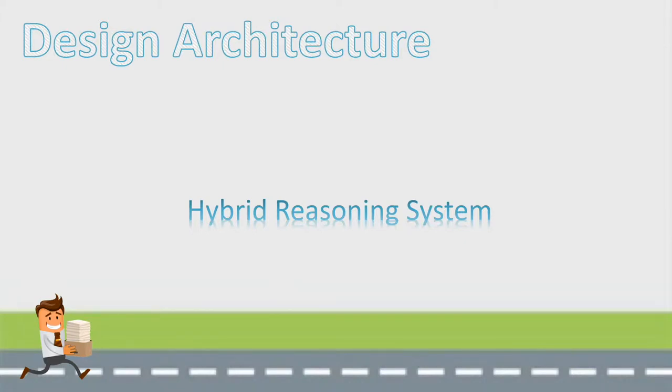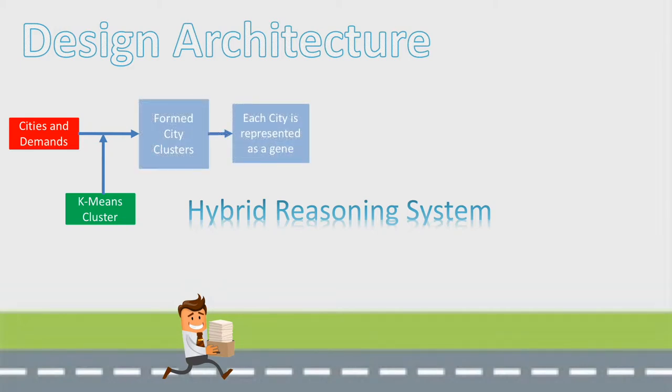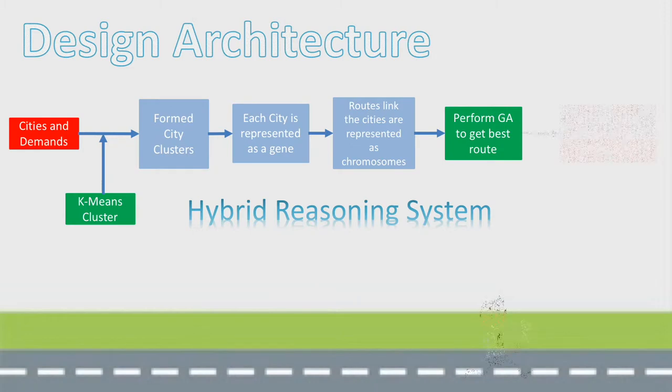The system we have developed is a hybrid reasoning system with a genetic algorithm and k-means clustering being used. First, we will have the cities and the demands data. Then k-means clustering will form the city clusters. Each city in the cluster will be represented as a gene, and the routes linking the cities are represented as the chromosomes. GA will then be performed to get the best routes for each cluster.